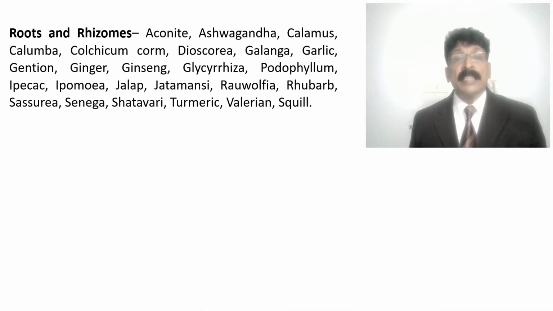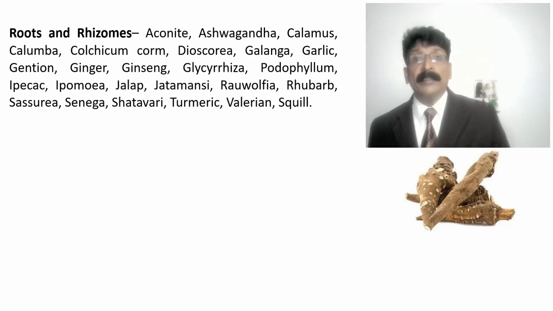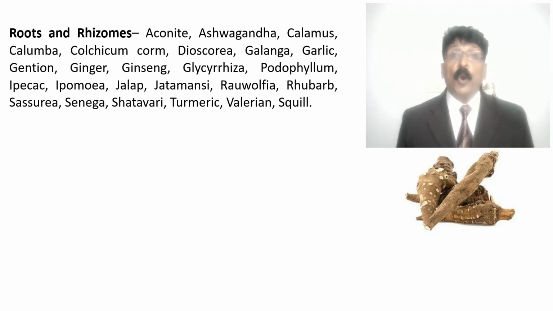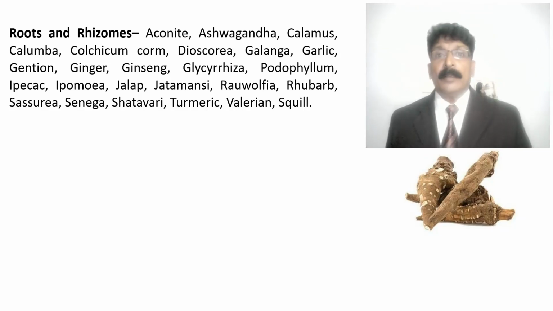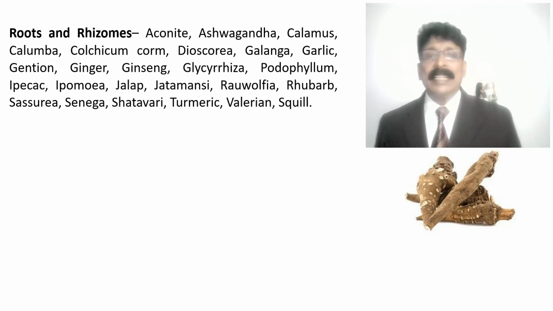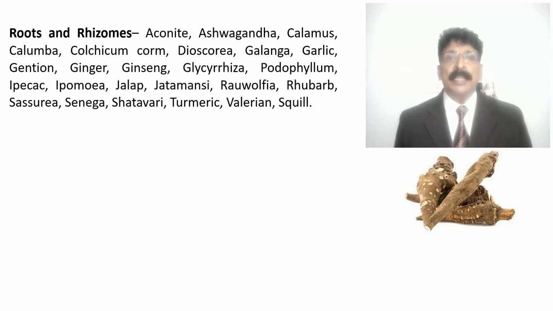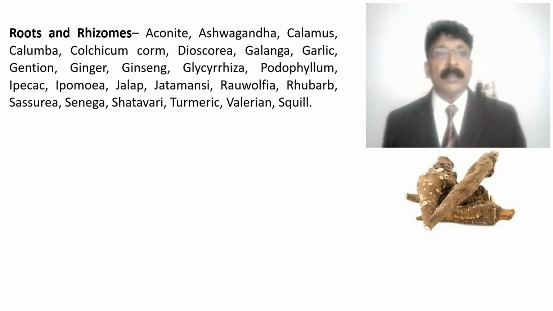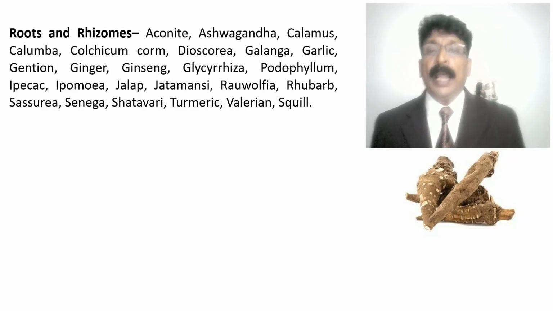Roots and rhizomes, examples: aconite, it's a rhizome, and ashwagandha, calamus, kalumba, colchicum corm, dioscorea, galanga, garlic, gentian, ginger, ginseng, glycyrrhiza, podophyllum, ipecac, ipomoea, jalap, jatamansi, rauwolfia, rhubarb, sarsaparilla, senega, shatavari, turmeric, valerian, squill.